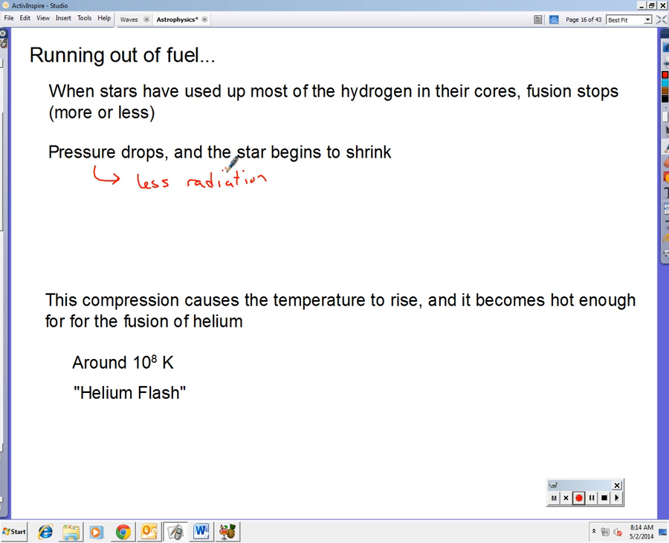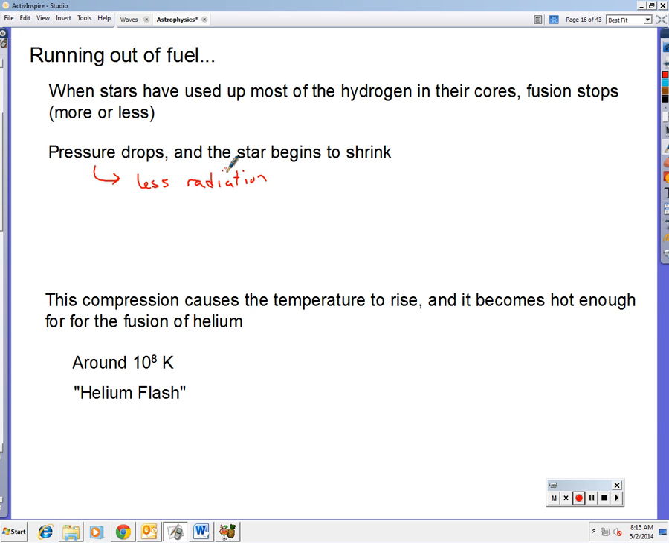And what happens is the star begins to shrink a little bit. The result of that shrinking is that the temperature in the core actually goes up. Remember, it's basically adiabatic. If you compress a gas rapidly, its temperature increases. And eventually, the core becomes hot enough to have helium fusion. Now, helium fusion requires higher temperatures than hydrogen fusion does, around 100 million kelvins instead of 1 million.